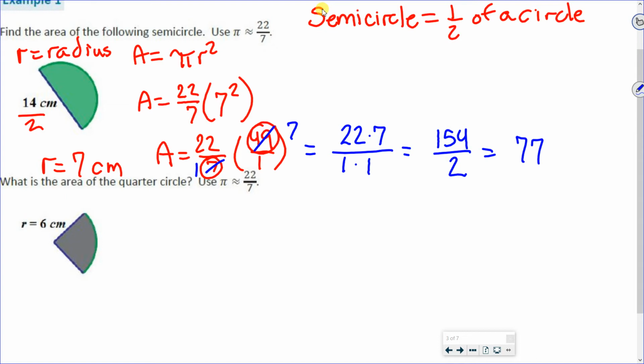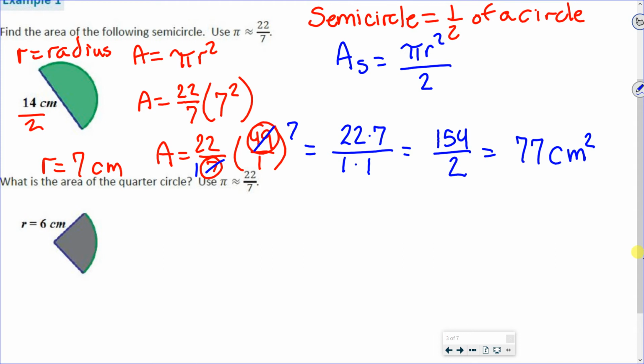Yeah, see, we're not done yet. We got to make sure we put those units on. 77 centimeters squared. So what we proved is basically to find the area of a semicircle, we take the formula for a circle, pi r squared, and divide it by 2. Okay? So that's the formula for a semicircle. I put the S there for semicircle. Area of a semicircle. Okay?